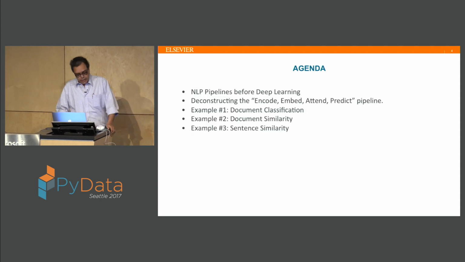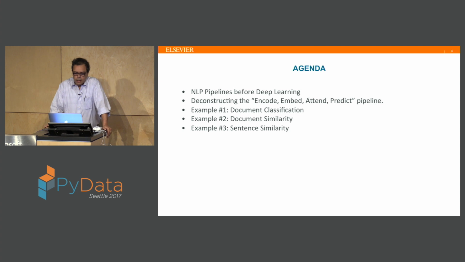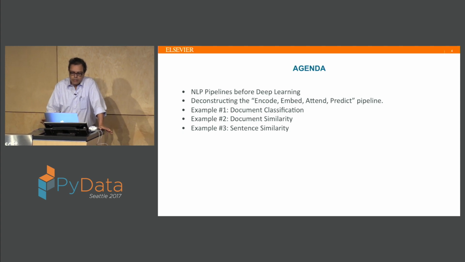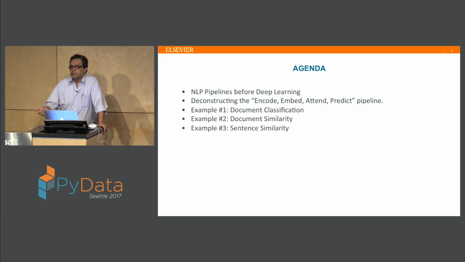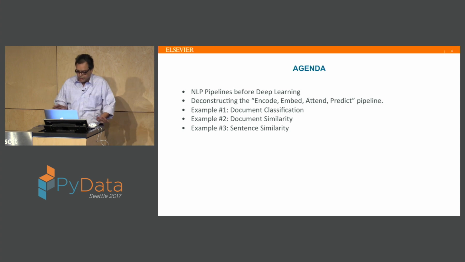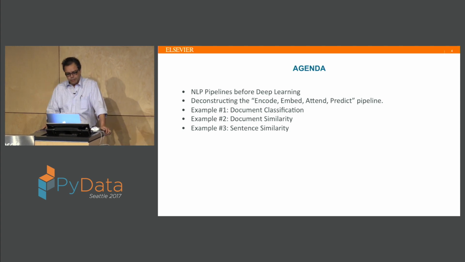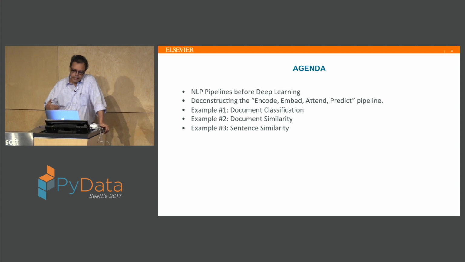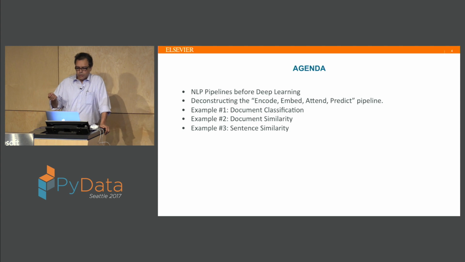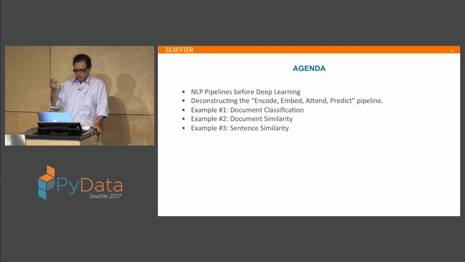So I'm going to set up a little agenda, what we're going to cover. Just to set the stage, I'm going to talk a little bit about NLP pipelines before deep learning. If any of you went to Alexander Jones' tutorial yesterday, he covered this whole thing in a lot more depth than I'm going to. But it's basically setting the stage, right? The second part is I take each of these steps and deconstruct them, explain what they are and so forth. And then I talk about 3 examples that I did. One for document classification, one for document similarity, and one for sentence similarity.